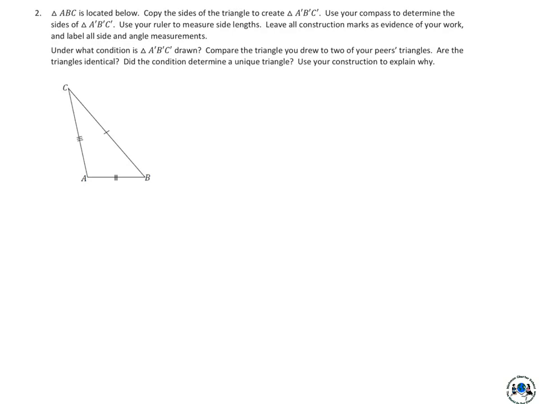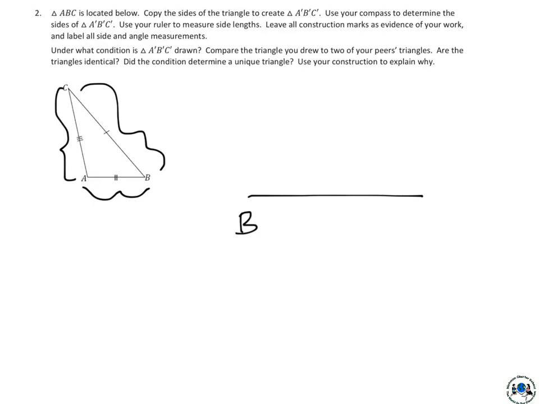And then compare the triangle to your peers, which we won't be able to. Are they identical? Well, we can really cut to the chase here, because if you copied the sides of this triangle ABC, and you know how to do it by now, all you would be doing is measuring. You'd measure this side, this side, and this side, and maybe do BC first. We could draw it this way, BC, and then we have B over here.